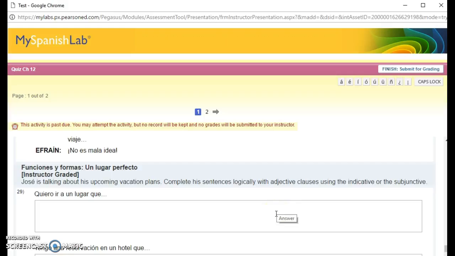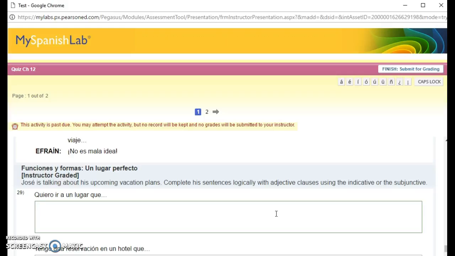Jose is talking about his upcoming vacation plans. Complete the sentence logically with the adjective clauses using the indicative or the subjunctive as is needed. So, quiero un lugar que. It's got to be subjunctive here because you're not talking about a specific place. I want to go to a place that, whatever, has so. Un lugar que sea bonito. Anything in the subjunctive, but since it's a non-specific place, you've got to use subjunctive because you're talking about it in the second part of the sentence. I want to go to a place that is pretty.